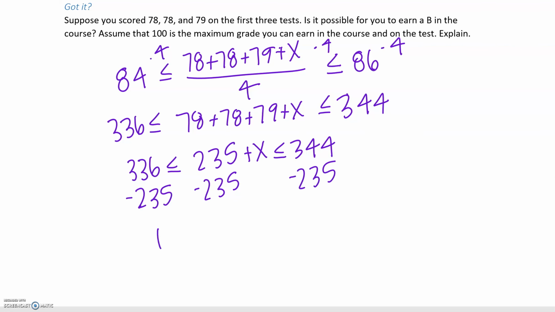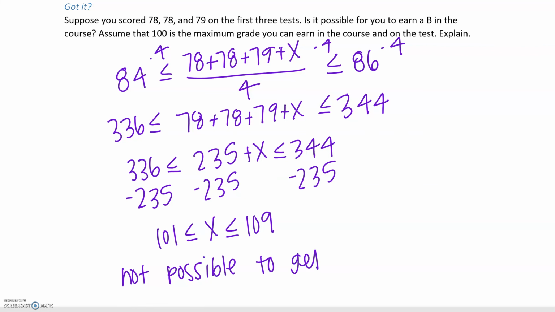When we do that, that gives us 101 is less than or equal to x is less than or equal to 109. So if we assume that the maximum grade that you can get on the test is 100, that means that it's not possible to get a B in the class. So not possible to get a B.